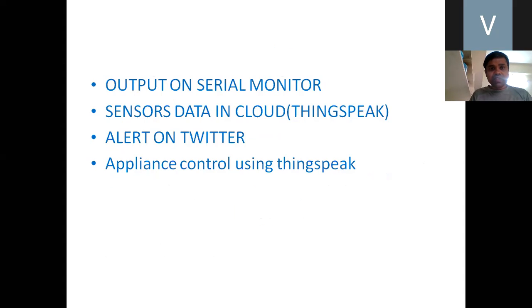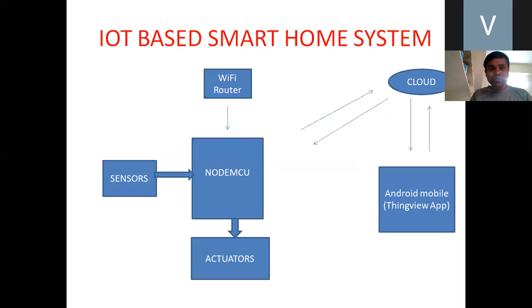Next one is the output on the serial monitor and the sensor data in the cloud, that is ThingSpeak. Next one is the alert on the Twitter account. Next one is appliance control using ThingSpeak. Okay, this is the IoT based smart home system.